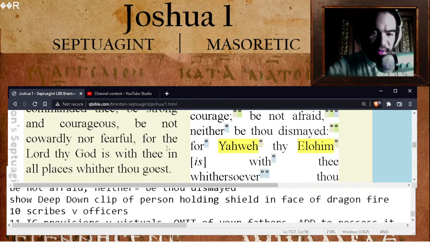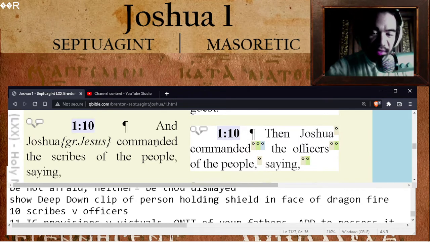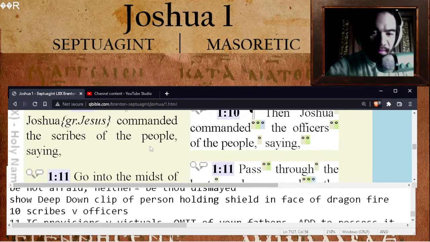Verse 10, we see scribes versus officers. So these are the scribes being commanded to command the people. So scribes are usually people who are writing the texts, the Torah, or they are people who are literate. They are the upper class who have the ability to read and write. Not everyone was literate in that time.